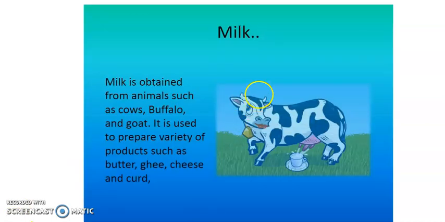Our first product is milk. This is the product that all of us use. Milk may be obtained from cow, buffalo, or goat, and it is used to prepare various items like butter, cheese, etc. There are farms where these cows or buffaloes are taken care of, and the milk is collected. Later on it is used for making products such as butter, ghee, cheese and curd.